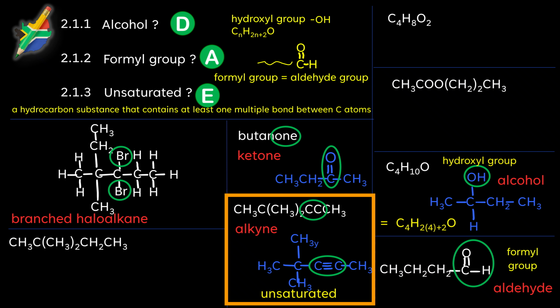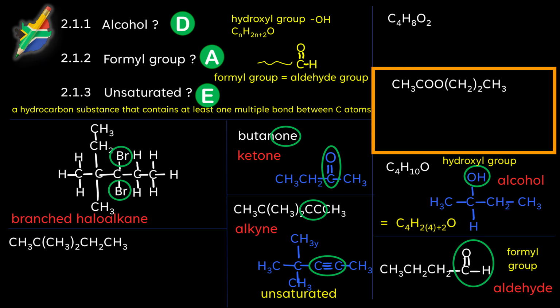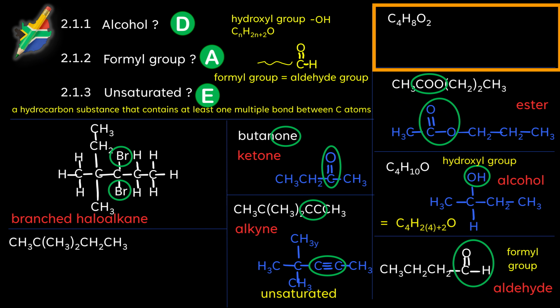Compound E is unsaturated. Let's finish by checking the other compounds to make sure we haven't missed anything. We are also given the condensed formula for compound F. Expanding this formula a bit, we will notice the COO functional group appears between two carbon atoms, which tells us this compound is an ester. Then the molecular formula is given for compound G, and it has 2 oxygen atoms. Possible functional groups which contain 2 oxygen atoms include carboxylic acids and esters.